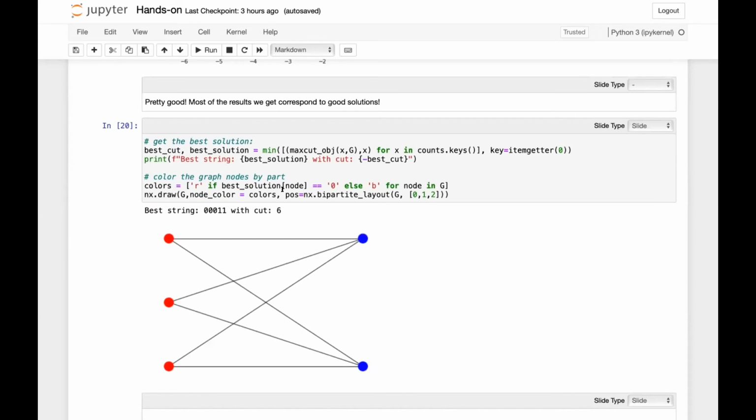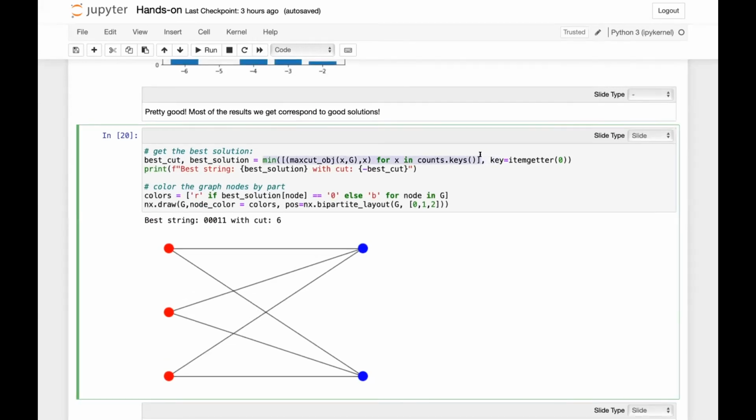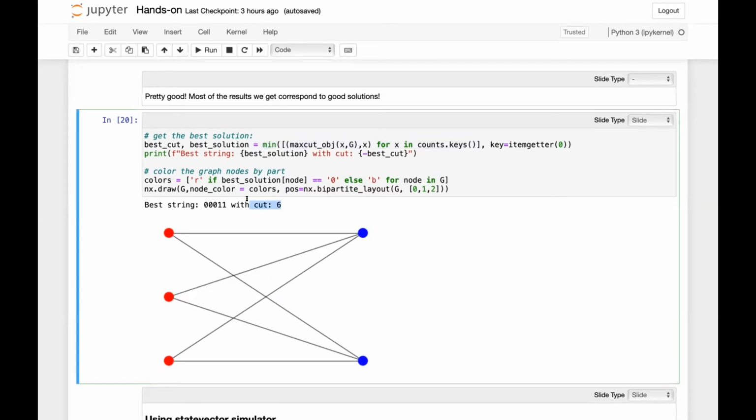And if we take the best solution, so the solution that gives us the minimum objective over all the solutions we measured, this best solution, if we draw it, it looks exactly like we expect. It's the correct optimal solution. All red nodes are in one part and all blue nodes are in the other part. And the optimal solution has cut 6, as we expect.